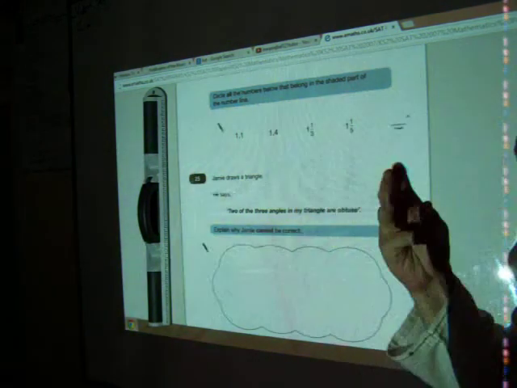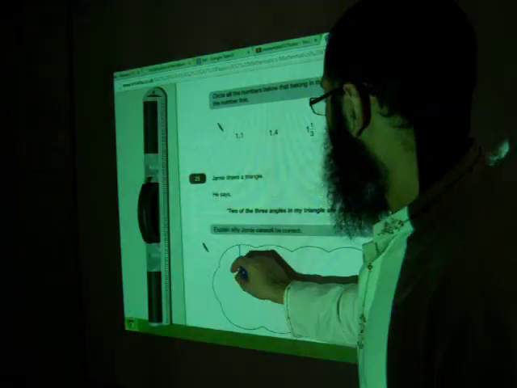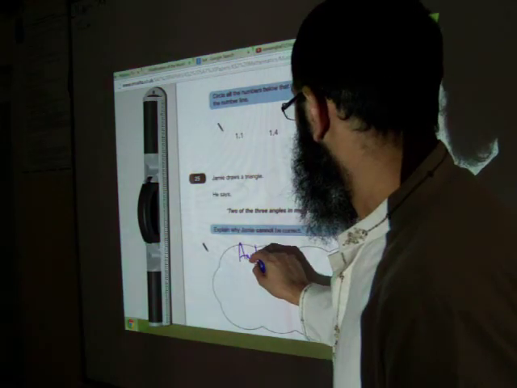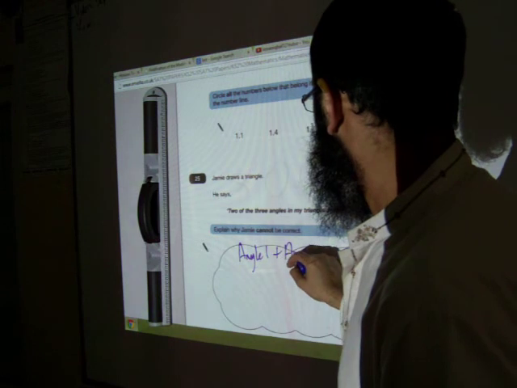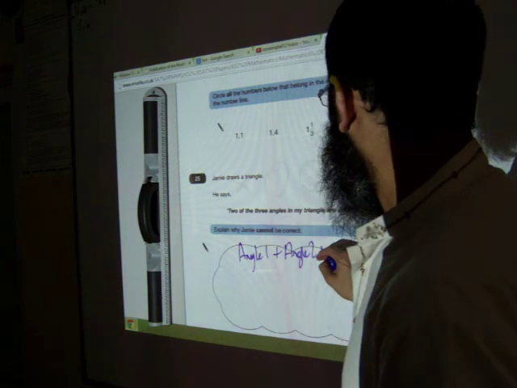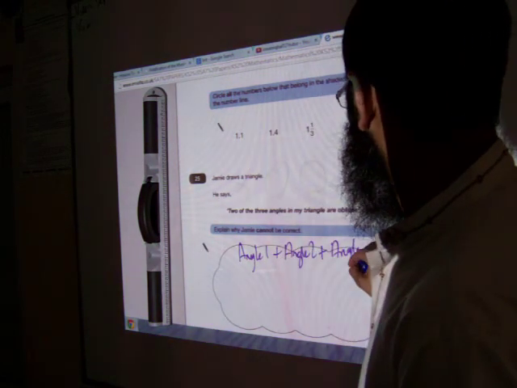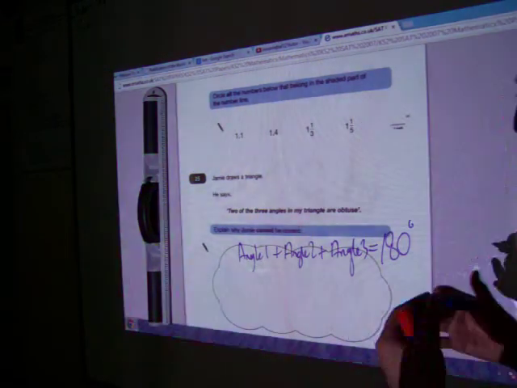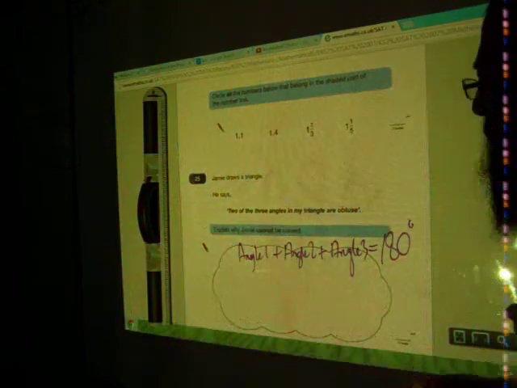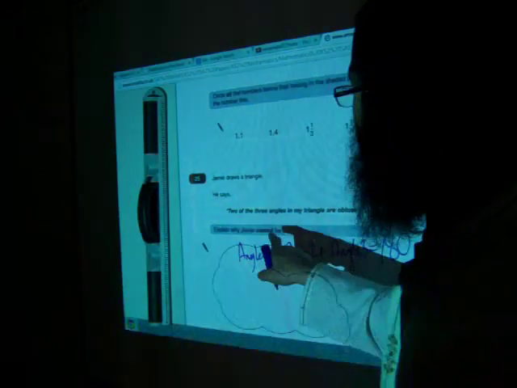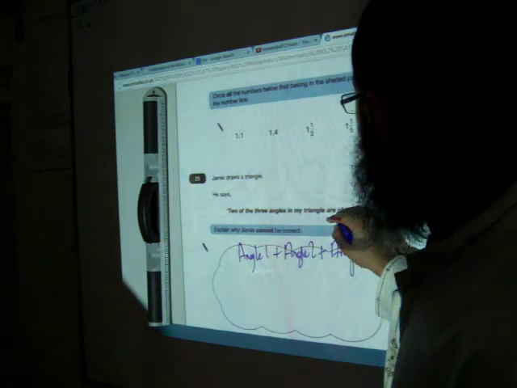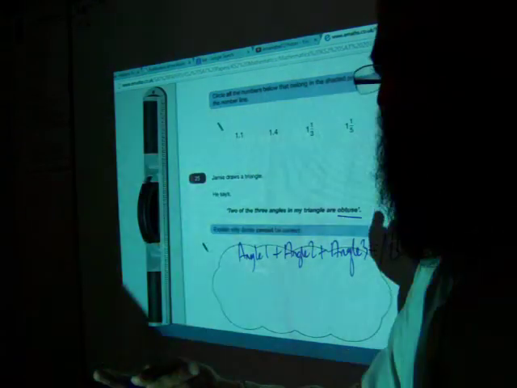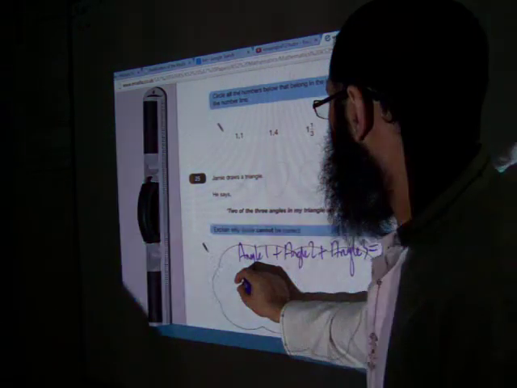Okay. How many angles do you have in a triangle? 3. So, angle 1, add angle 2, add angle 3, must be equal to 180. The angles inside a triangle add to 180. Now the first 2 angles, it says here, are obtuse, but we know obtuse means more than 90. Let's just pick 2 numbers more than 90. Let's pick 91.